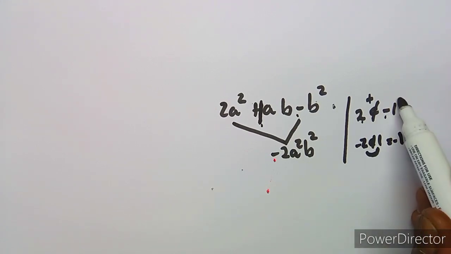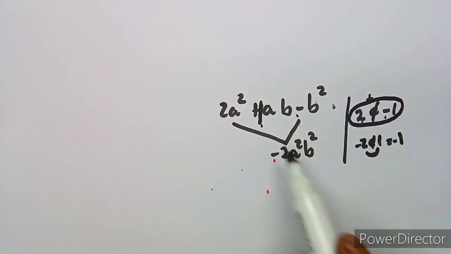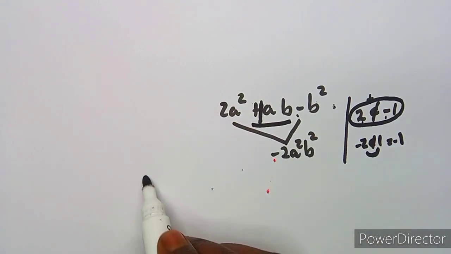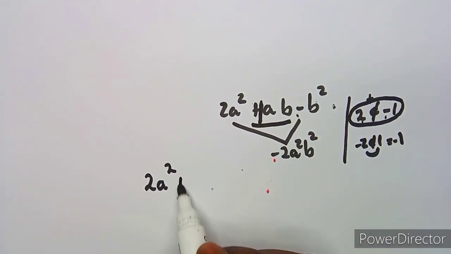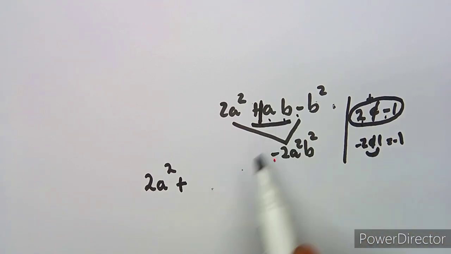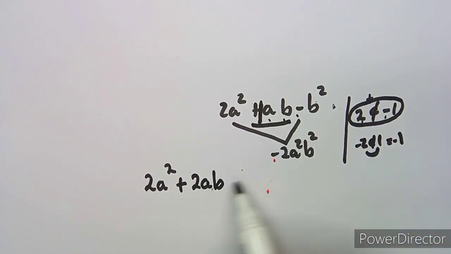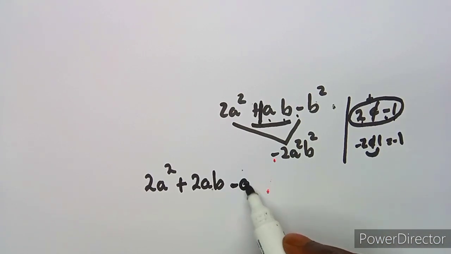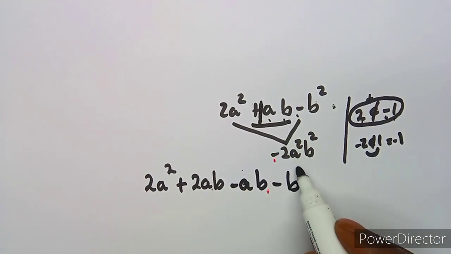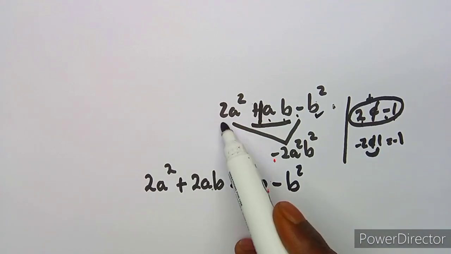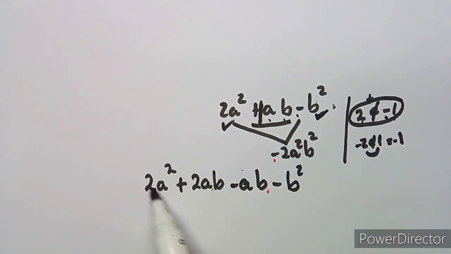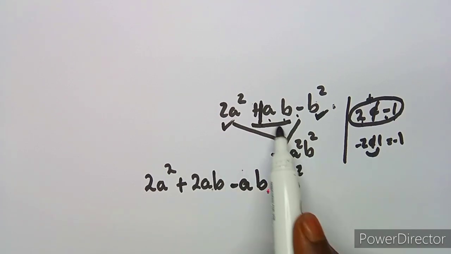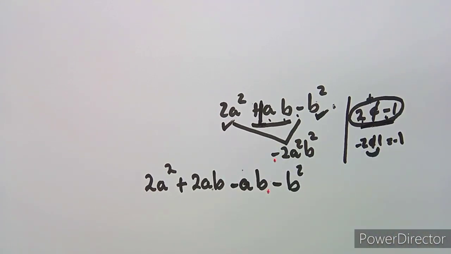All right, so these are the numbers that we are going to replace in the middle term. So we are going to have 2a squared plus 2ab, which is 2ab minus 1ab, which is minus ab, minus b squared, which is the last term. So the first term and the last term, you just write them as they are. Then the middle term is the one that you replace with the two terms. Now we are going to separate, like that, into 2.